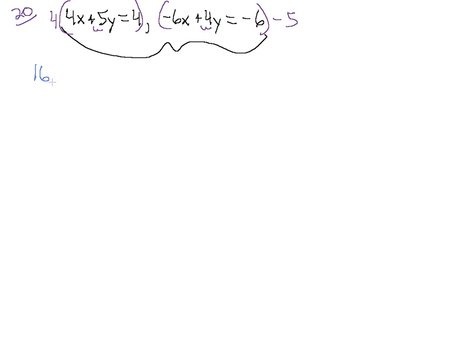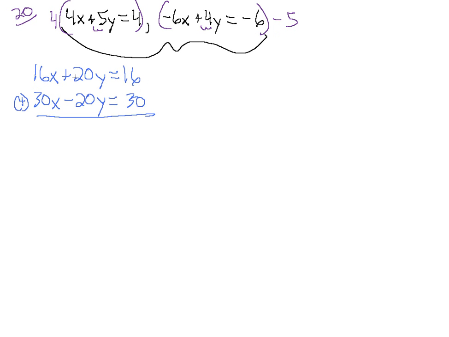Let's multiply this out. So we have 16x plus 20y equals 16. And over here we have minus 5 times minus 6x, which is a positive 30x. We have a minus 20y. And we have a positive 30. So let's go ahead and combine these two equations. These two terms will cancel. So we have 46x equals 16 plus 30, which is 46. So this will work out very nicely. So we have x equals 1.